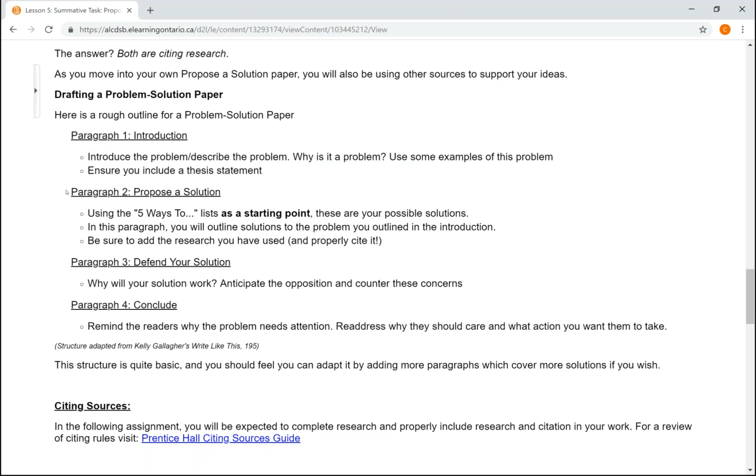Okay. Paragraph 2, propose a solution. Using the 5 ways to list as a starting point, these are your possible solutions. In this paragraph, you will outline solutions to the problem you outlined in the introduction. Be sure to add the research you have used and properly cite it.